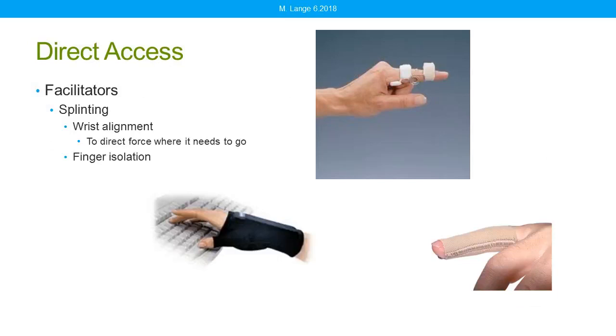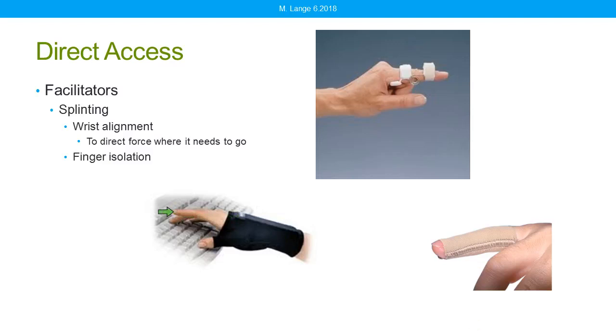It's hard for the client to get adequate activation pressure, where if we extend the wrist and hold it in a more functional alignment in terms of flexion and extension, but also side to side, any ulnar or radial deviations, we can keep that wrist in a neutral alignment, then the finger can exert the force where it needs to go.